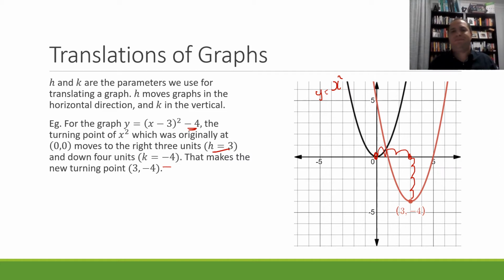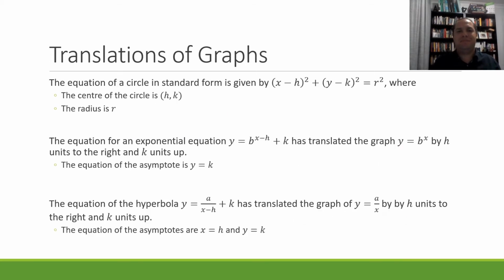Now, a good thing to remember as well is that in brackets here, the value of h is the opposite to what it looks like is in the brackets. So h is not negative 3, it's the opposite of that. It's positive 3. Now k stays the same because it's not in brackets in this situation. So here k equals negative 4 because it is not in brackets.